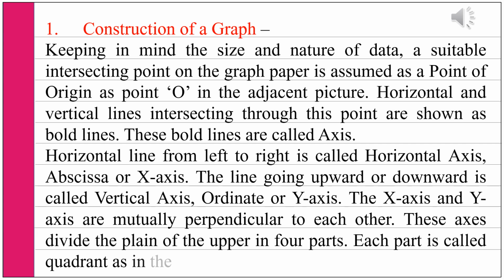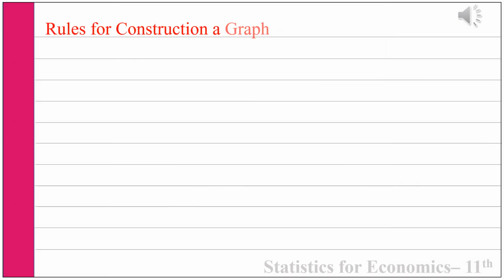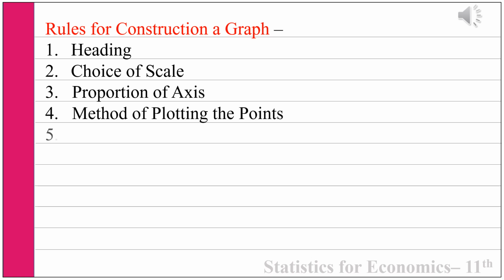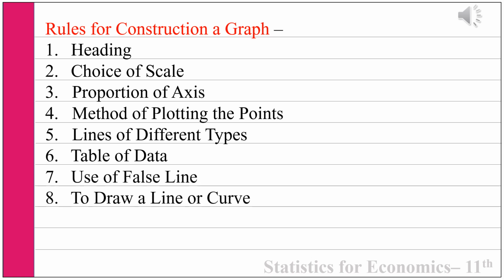These axes divide the plane of the graph. Rules for construction of a graph. 1. Heading. 2. Choice of scale. 3. Proportion of axis. 4. Method of plotting the points. 5. Lines of different types. 6. Table of data. 7. Use of false line. 8. To draw.